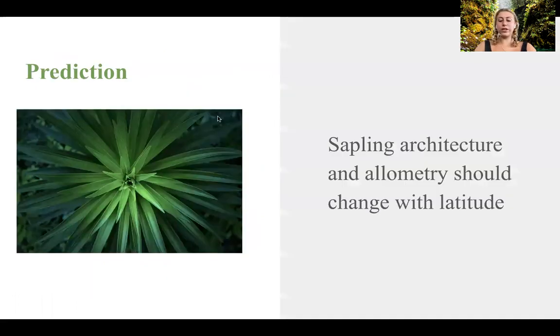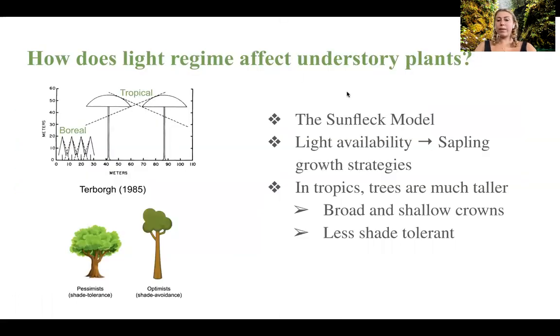As such, with this question, we took a look at the Sunfleck model, which was published in 1985 by Terborgh. And he took a look at whether, since there's a greater diversity of light habitats in the tropics compared to boreal forests, and the fact that there's a higher range of incident angles in the understory there. So we considered the different types of saplings that there are.